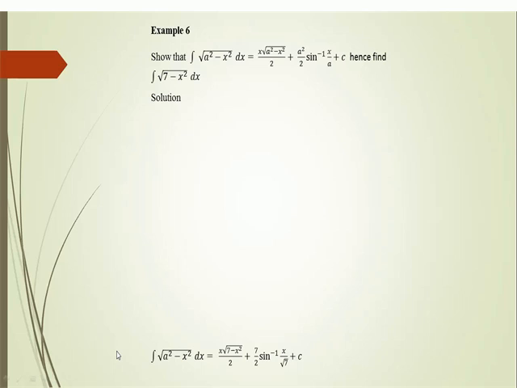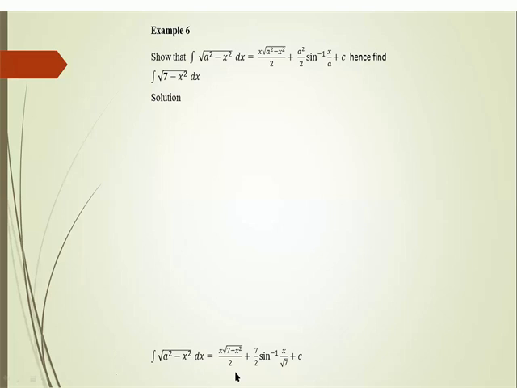So we can see that by the time we multiply it out, let me write it up here. By the time we multiply it out, we have a square all over 2 in bracket. Then we have x square root of a square minus x square all over a square. Then plus sine inverse x over a plus c. This is what we have there. Then we use what we have here to multiply what we have inside the bracket.